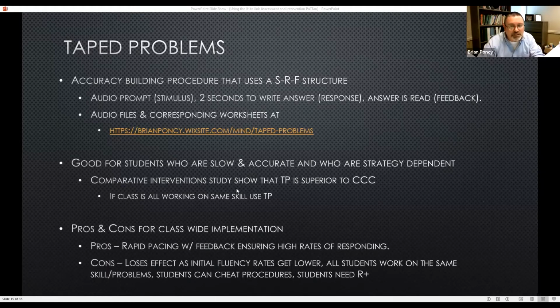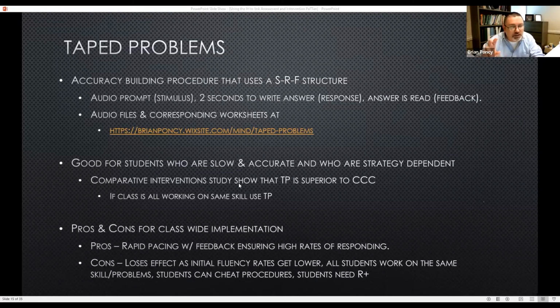Comparative intervention studies show tape problems is generally superior to cover, copy, compare. The problem is if you do it class-wide, everybody has to be working on the same skill. And so these are 3 approaches that all work really well, right? There's good research evidence for all of them.